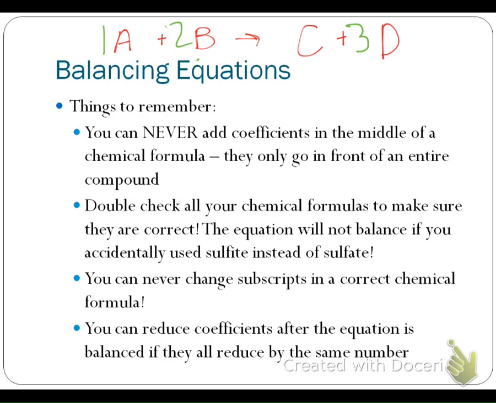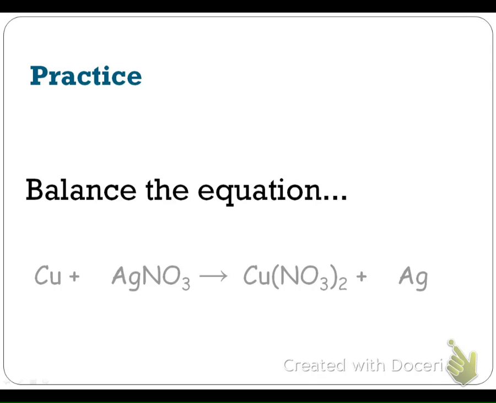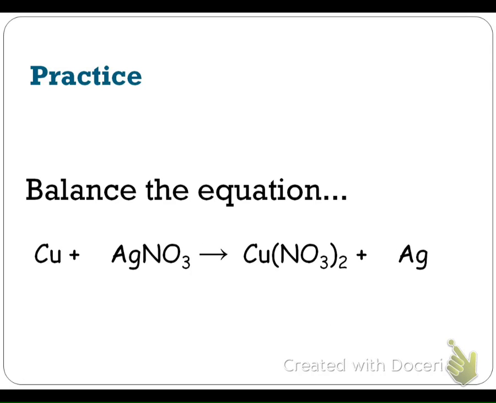So now if we have a 1, 2, 1, and a 3, can we reduce those down any at all? No, because coefficients have to be whole numbers. So we can't reduce them anymore. Okay? Let's try this equation. Copper plus silver nitrate yields copper nitrate and silver.